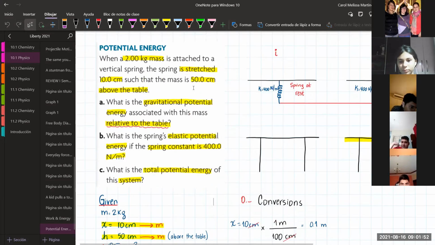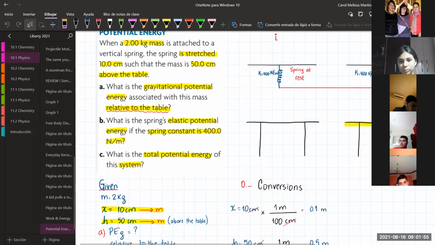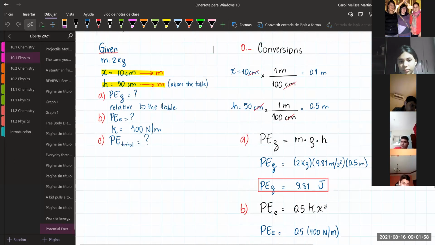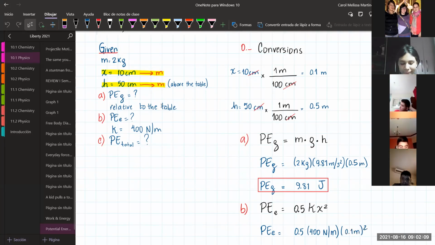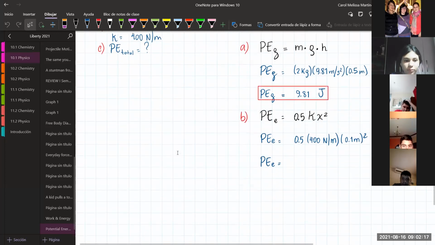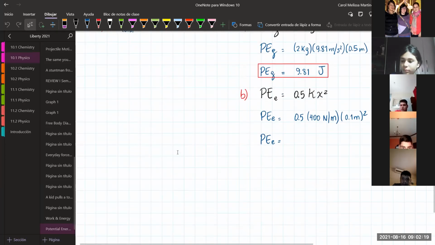So here the problem says that the spring is stretched 10 centimeters. So those 10 centimeters are X. But remember that they are written in meters, so it is 0.1 meter raised to the second power. How much is this? It is 2. I got 2, and because we're talking about energy, energy is given in joules.